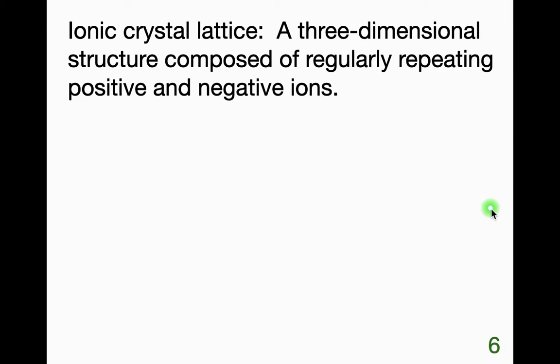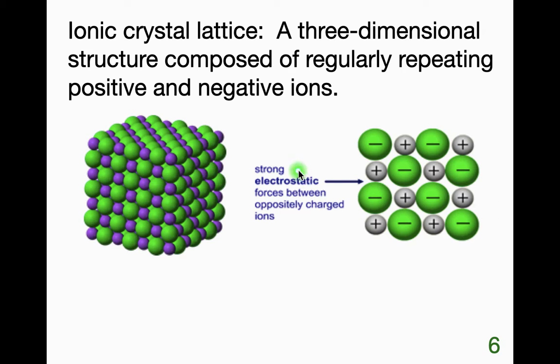Ionic crystal lattice, a three-dimensional structure composed of regularly repeating positive and negative ions. So positive and negative. Now notice the chlorine is a little bit bigger, sodium is smaller. So when they're nestled together in an ionic compound, each of the ions getting as close to one another as possible, it forms an ionic crystal lattice.